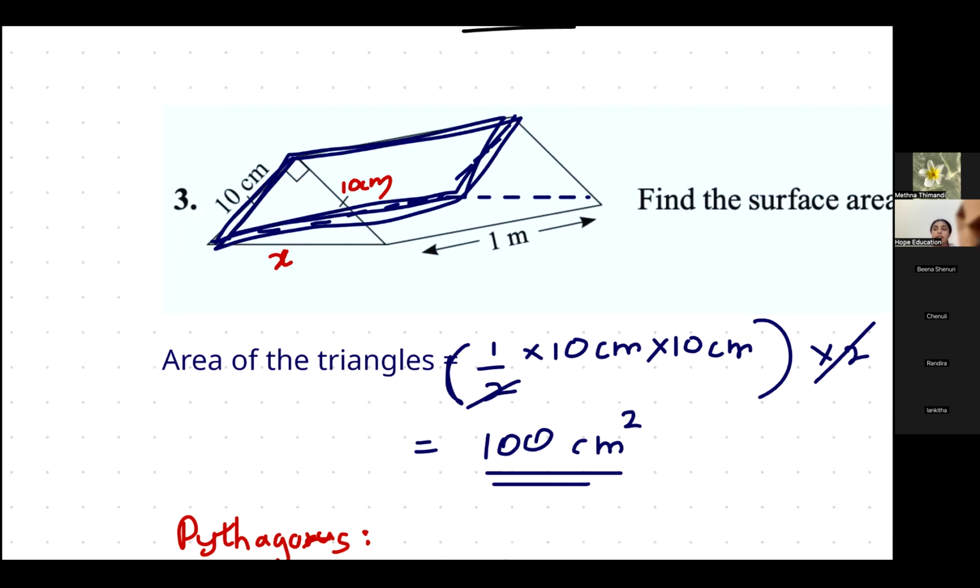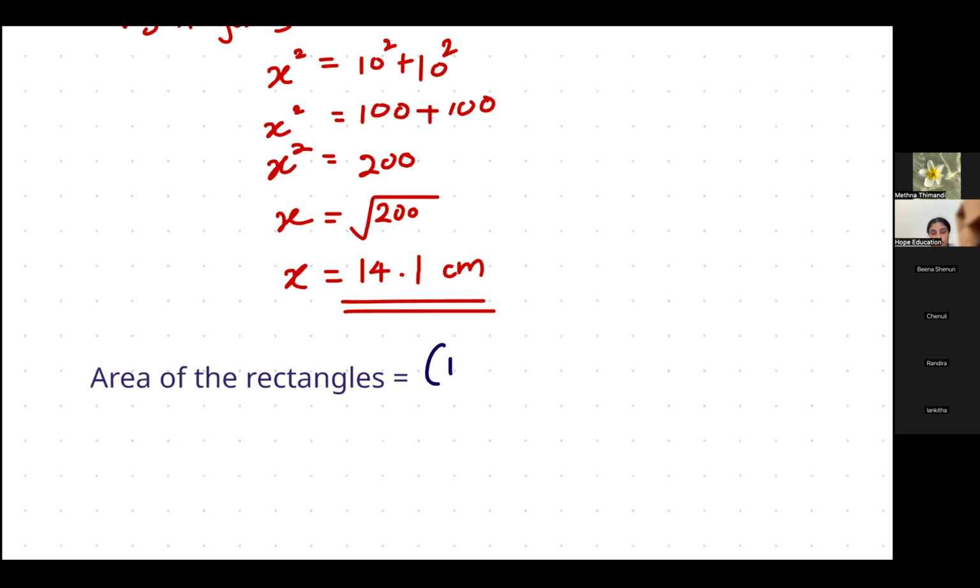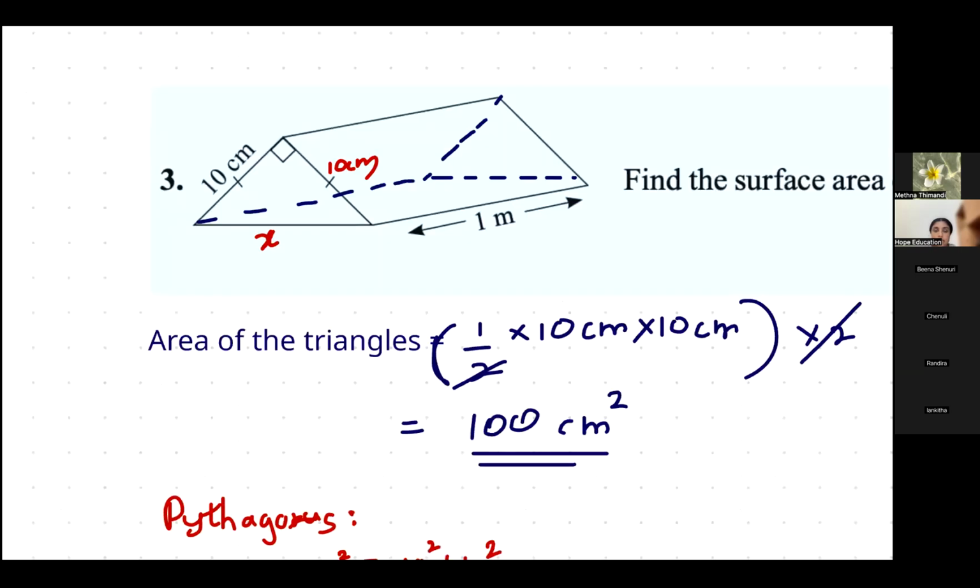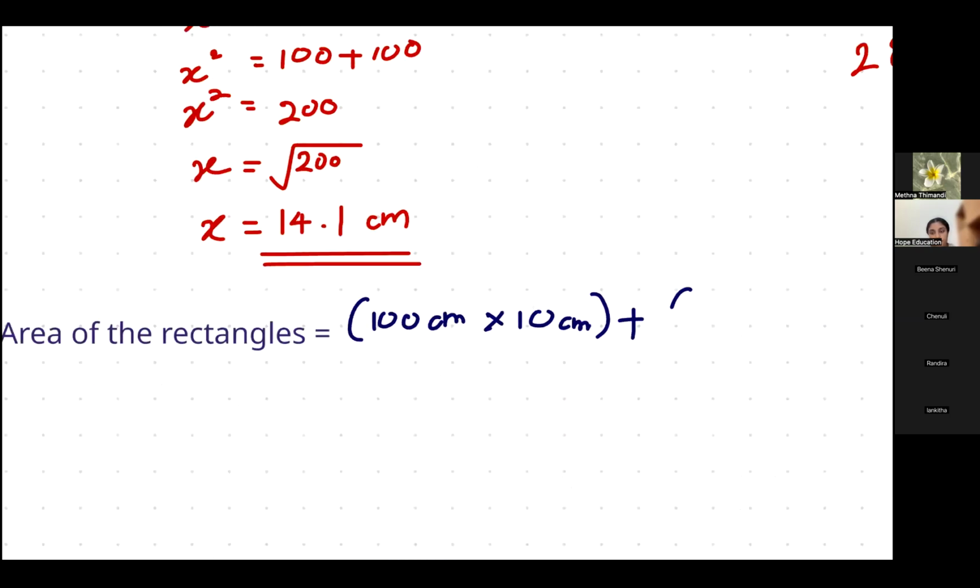So you know 1 meter is 100 centimeters. එහෙනම් මෙයාගේ length එක 100 centimeters, breadth එක 10 centimeters. එක rectangle එකක්. Plus මෙයත් ඒකමනේ. මෙයාගේ breadth එක 10 centimeters, length එක 1 meter, that means 100 centimeters. එයාගේ same thing.